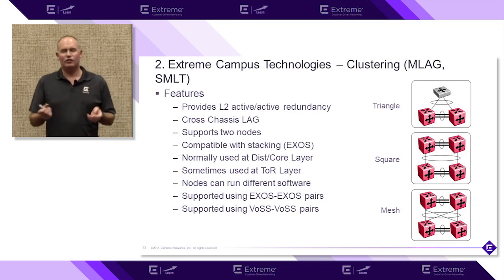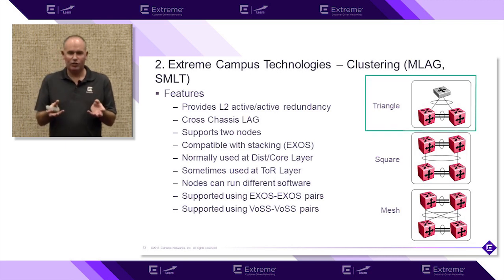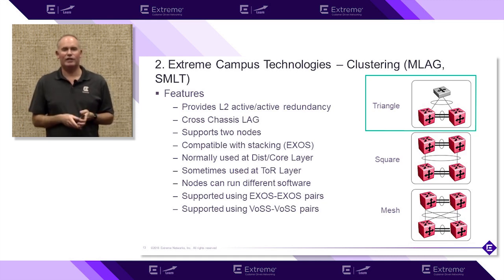Now if we look on the slide here, we can see the common topologies that are used in switch clustering. The first is the triangle topology. We have a pair of switches clustered together, and then we have access switches which are dual homed back to the cluster pairs. This is often used in the access layer of the network for the IDFs to attach to the distribution switches.